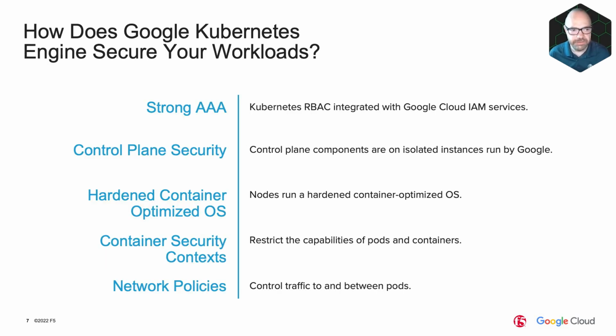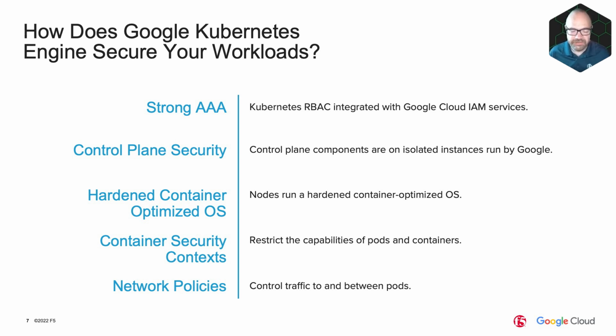But on the bright side, GKE gives you really good, powerful tools like really strong authentication, authorization, and audit. So this ties into the Kubernetes RBAC integrated with the Google Cloud IAM services. So the way you control access to the rest of your Google environment, you do the same in Kubernetes. Control plane security, as I said before, is isolated instances run by Google, with a hardened operating system. You can restrict the capabilities of pods and containers with container security context. You can control traffic to and between pods with network policies. Those are all really powerful tools you should completely take advantage of.